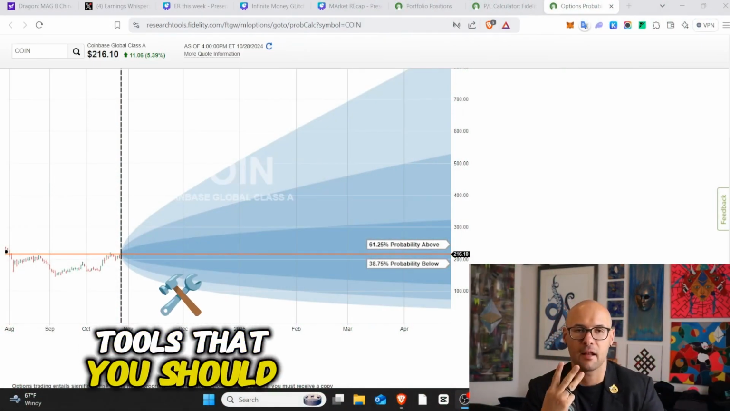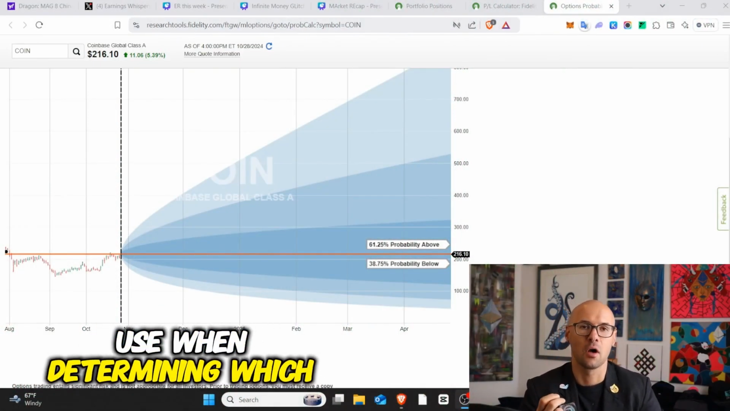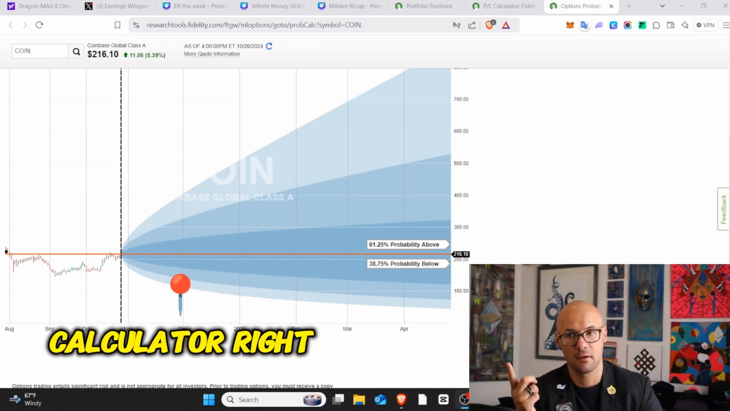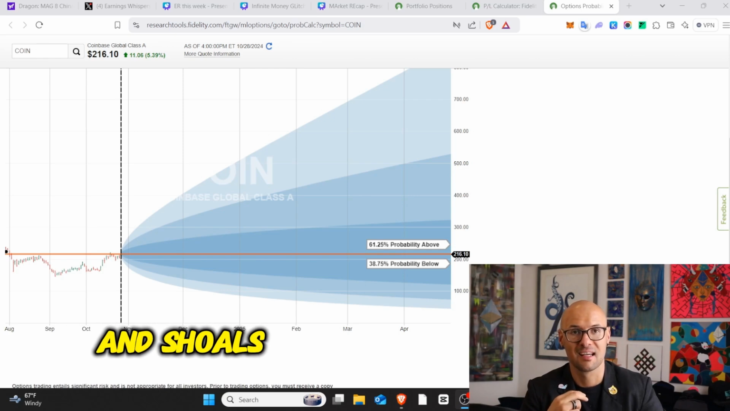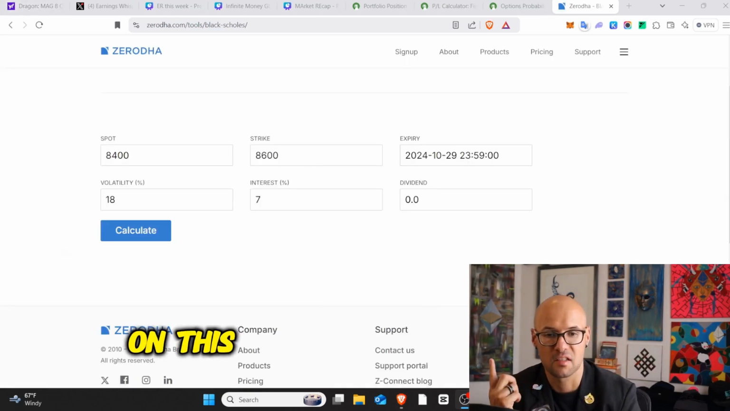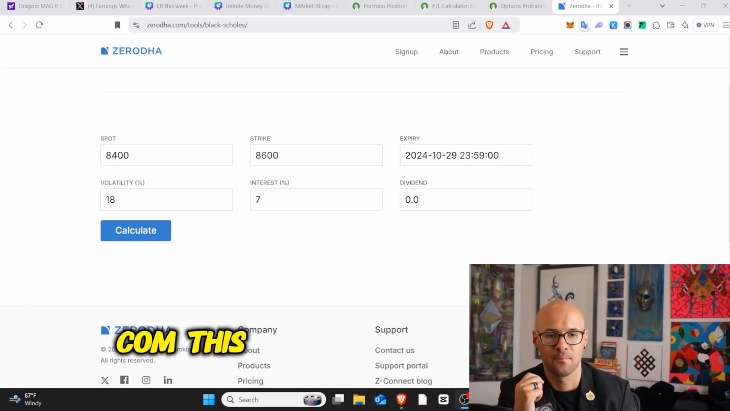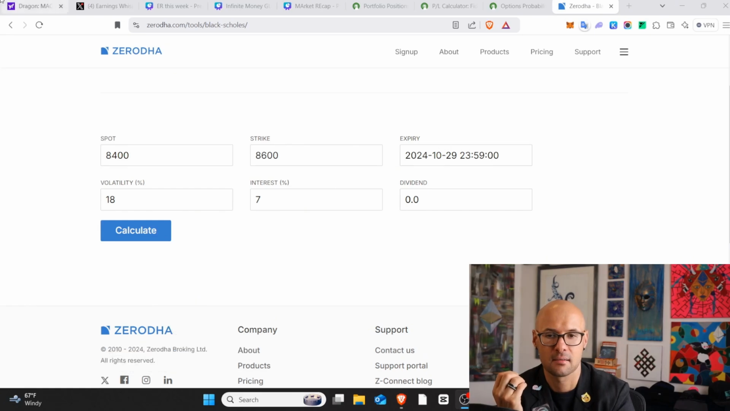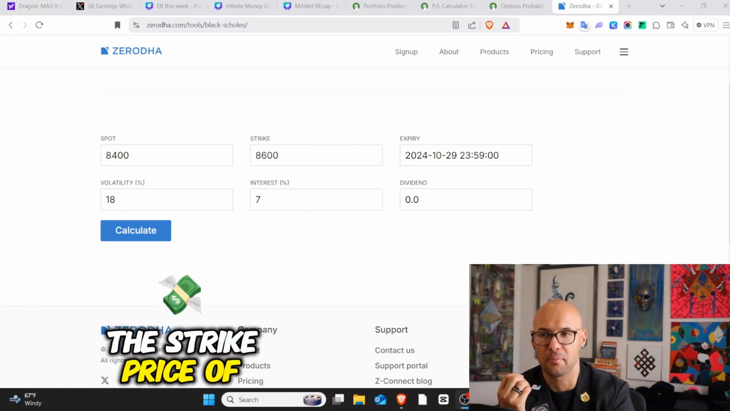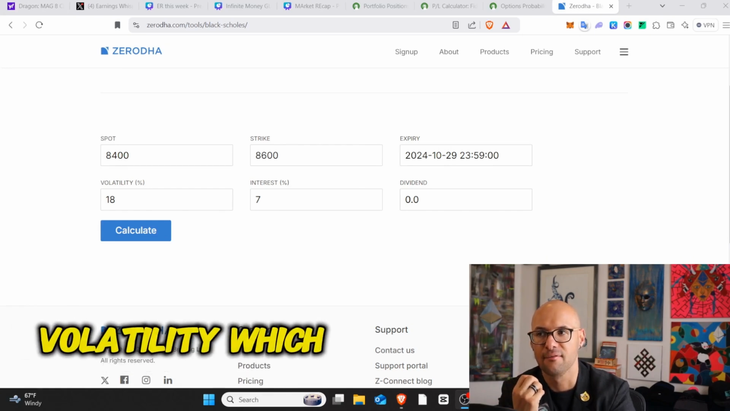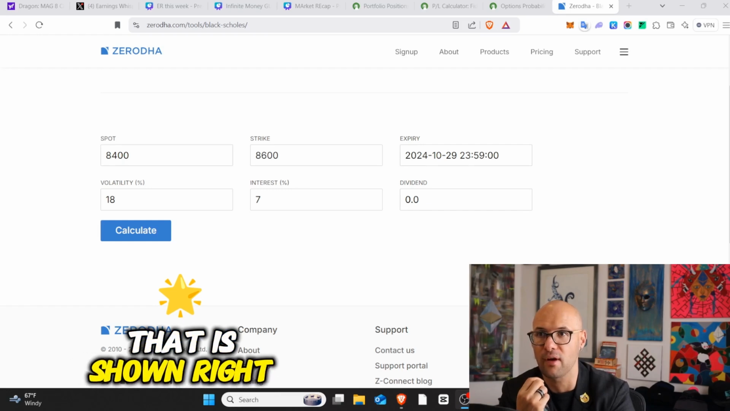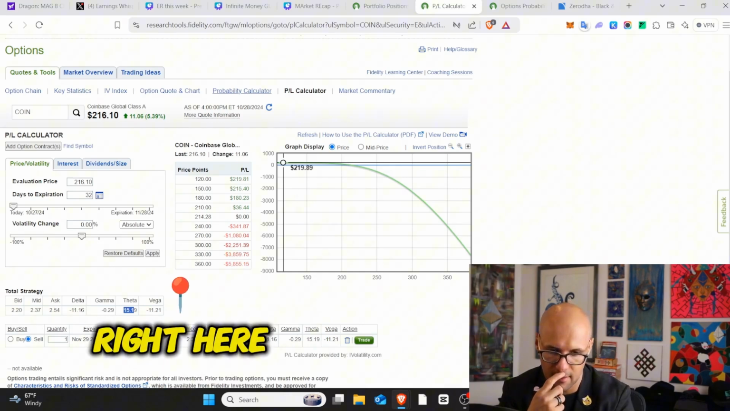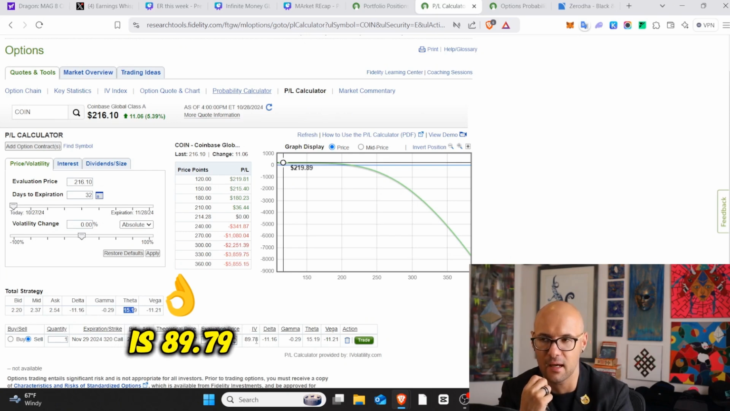There are three tools that you should use when determining which options contract, call option, to sell. One is a probability calculator right here. Number two is the Black-Scholes formula on this website, 0dha.com. This is the Black-Scholes formula calculator where you put in the price, the strike price of the call option, when it expires, and volatility, which is IV, that is shown right here. Where is the IV? Right here. IV here is 89.79.